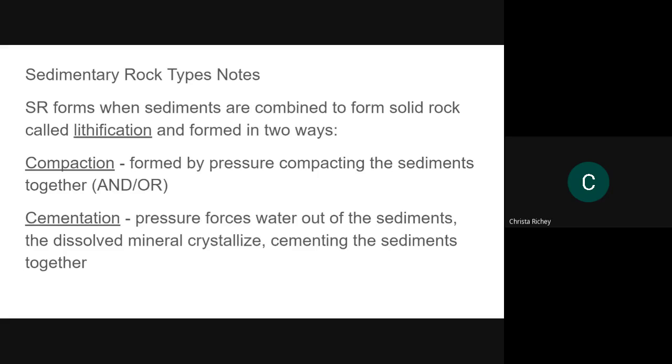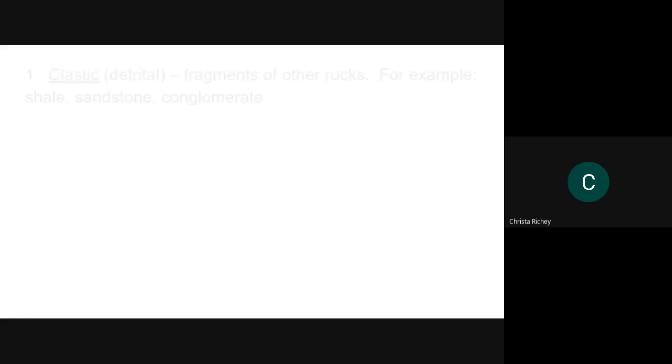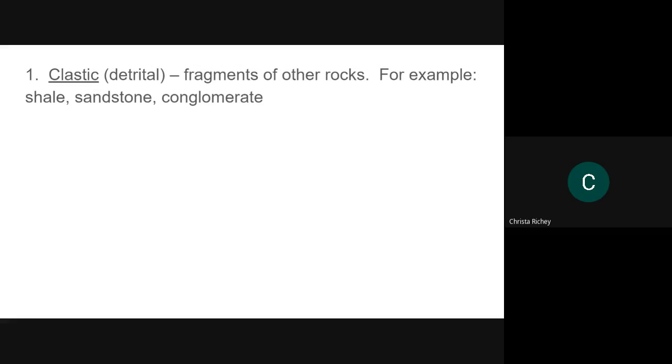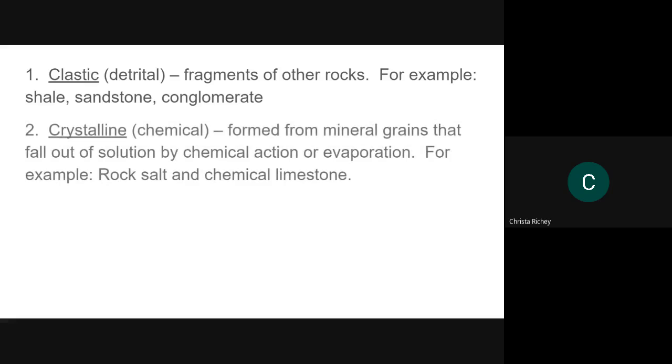And so these words should not be new. We went over them a couple times now. And then this next slide is the three types that we talked about yesterday. Both words mean the same thing. Clastic or detrital are rocks that come from other weathered rocks. Okay, so sandstone.